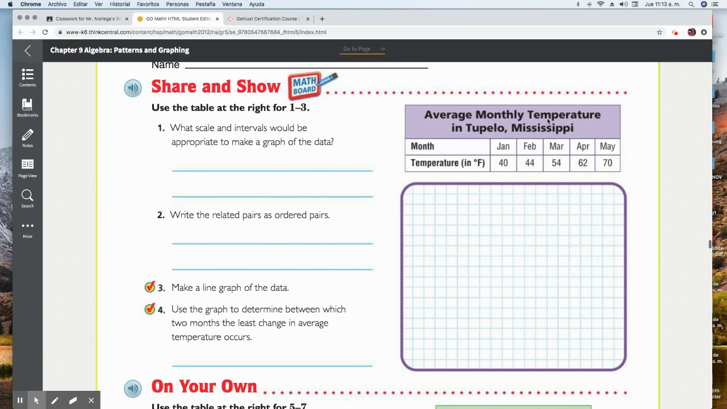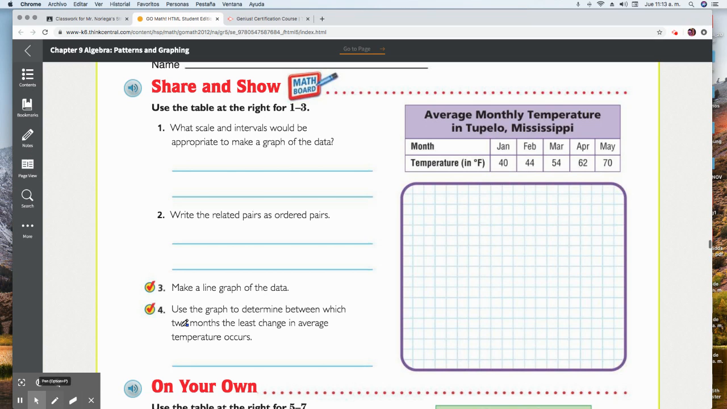Average monthly temperature in Tupelo, Mississippi. Yes, Tupelo is the name of the city. I know that it's kind of funny. Tupelo, Mississippi. Use the table at the right for 1 through 3.